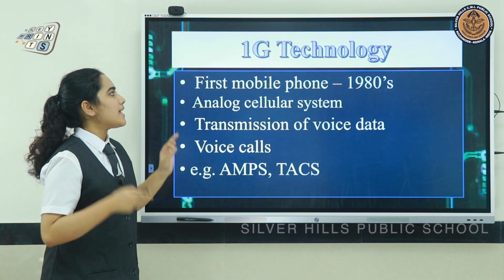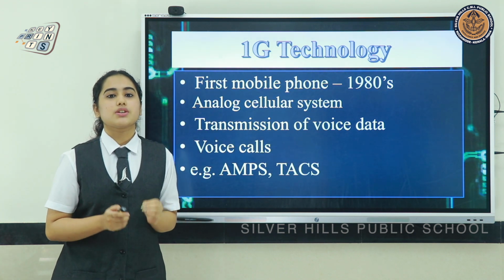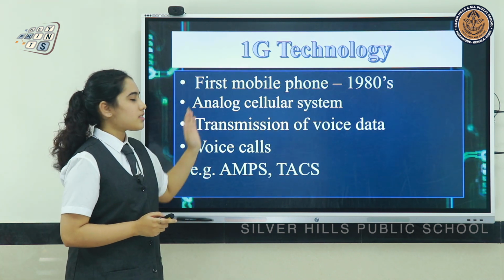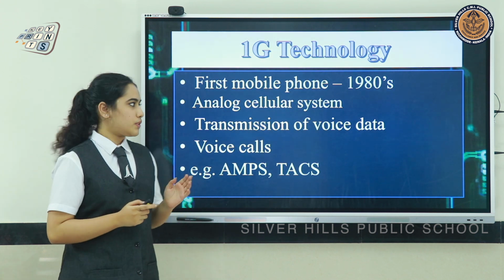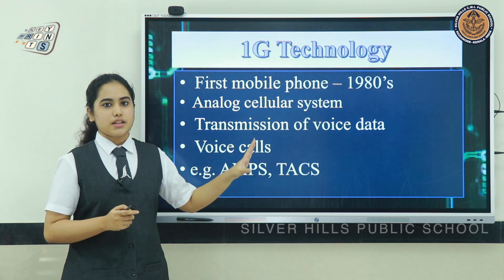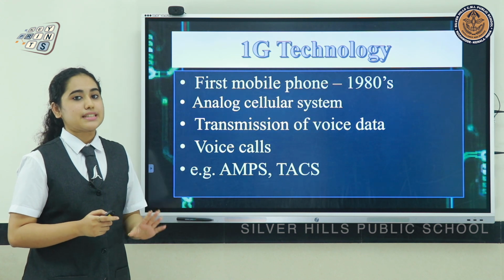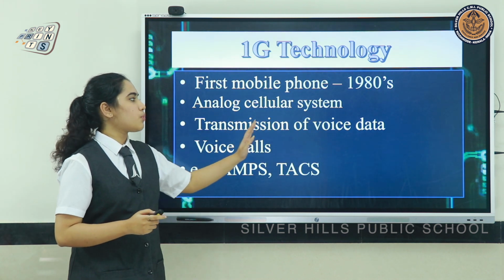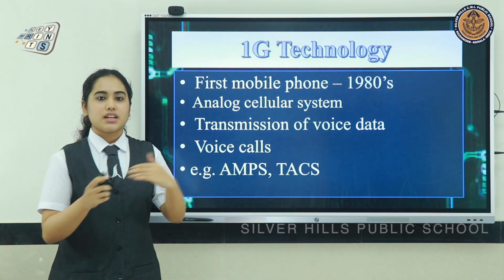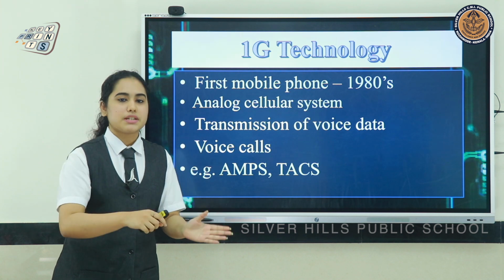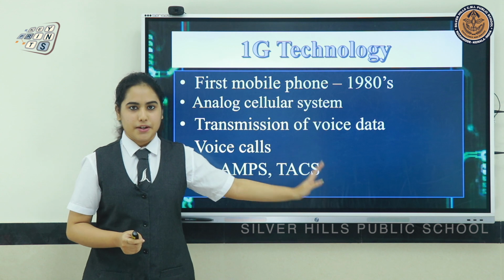The first one is our 1G technology. 1G technology is the first mobile phone which was introduced in 1980s. So this is the first mobile phone, and people in 1980s used this first generation mobile phones. Now it is an analog cellular system. That means it was completely based on cellular system. Now we have radios and digital systems. And the transmission was in voice data. What is transmission? Transmission means we have a sender and a receiver, that data has been transmitted. That sending is called as transmission. So transmission was of voice data.